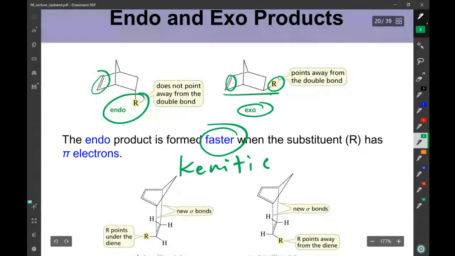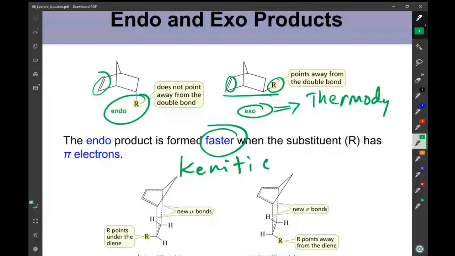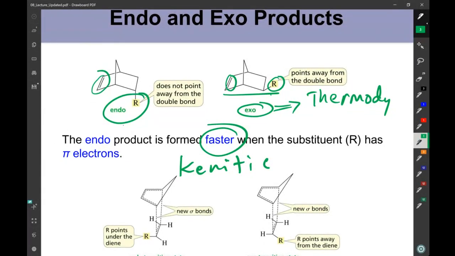And so what will you say about the exo then? The exo will be which type of product? Thermodynamic. Okay, so thermodynamic has to do with stability. So the exo product usually is more stable than the endo product. And remember, I always said this in class: stability does not mean major product. If you are stable, it does not necessarily mean you will be the major product. Major or minor product depends on the reaction condition. That's what you need to keep in mind.